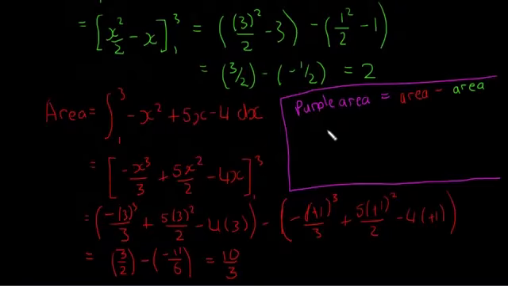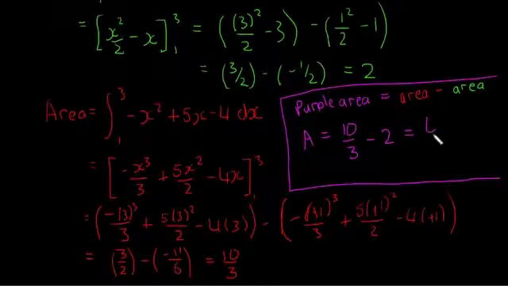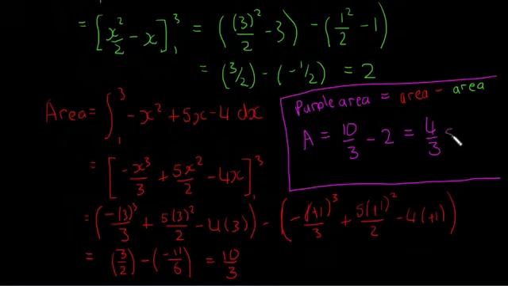Whichever one works for you, but I think this really is just a better way of not getting confused anyway. So the purple area, I'm just going to say A is equal to the red, which is 10 over 3, minus the green area, which is 2. Okay, so our final area between the curves is equal to 4 over 3 units squared. Okay, so does that all make sense?